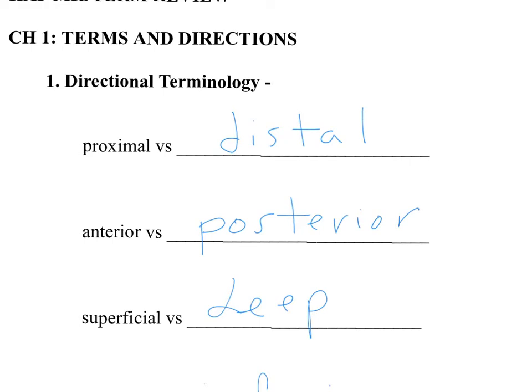So, for example, the elbow is proximal to the wrist. Recall that proximal and distal are always used on the arms and legs only, the appendages. The heart is anterior to the spine.